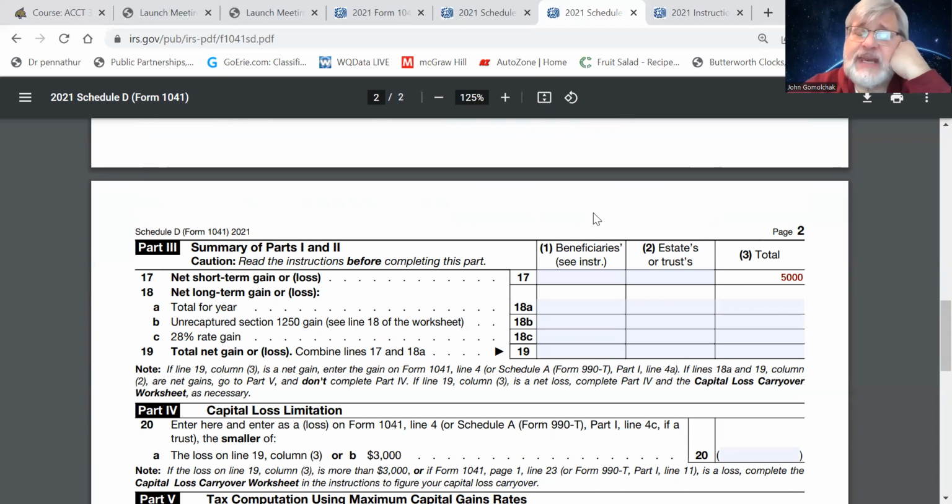If the gain is going to be distributed to the beneficiaries, we put it in column 1 right here. If the gain is going to be maintained in the trust, it would go here. So for most of our purposes, we're going to be putting that gain or loss in column 2 and column 3.